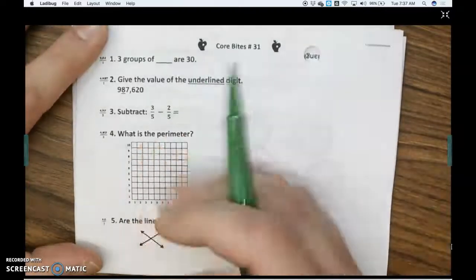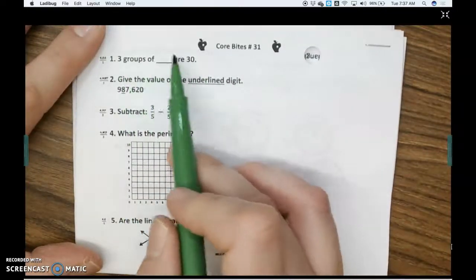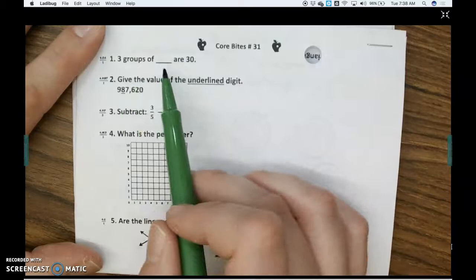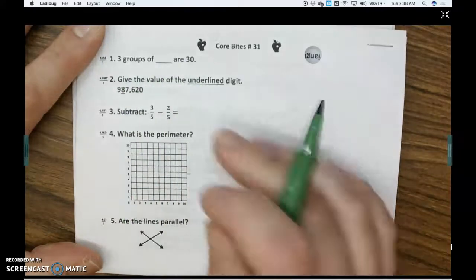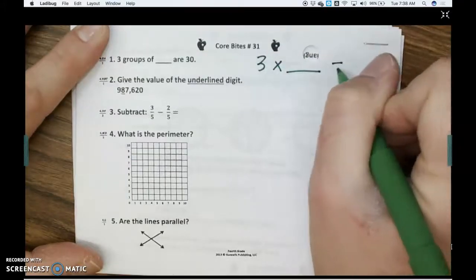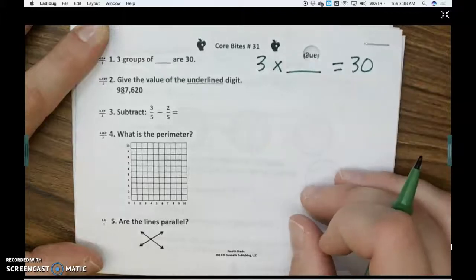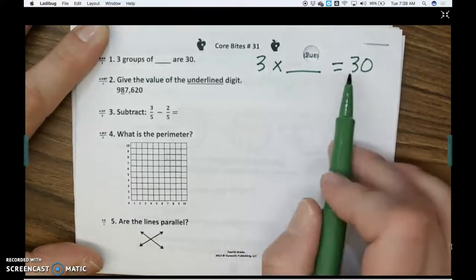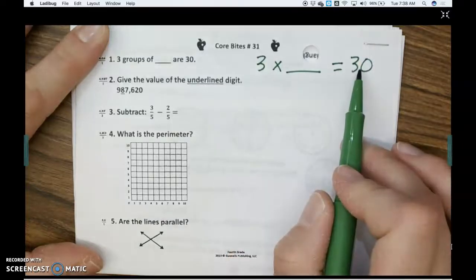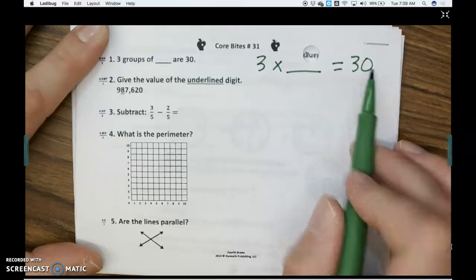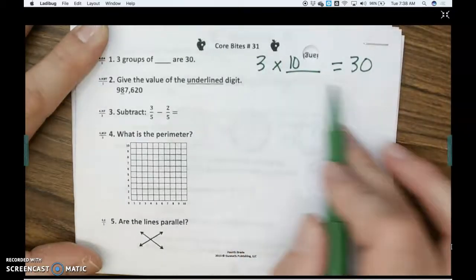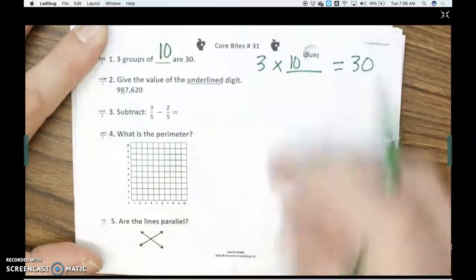So the first one says, there are three groups of a number, a digit, that equal 30. So there are three groups of blank that gives you 30. Okay? So if you set it up and you say 3 times what gives us 30. And that's why we're working on your multiplication tables right now. So any number times something would give you that, right? And we learned this pattern with your place value. So the answer would be 10, because 3 times 10, 10, 20, 30 gives you your answer. So the answer here is 10.